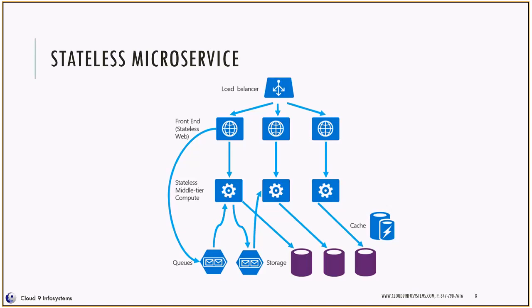Now, since there is no state maintained inside the service, a request can be routed to any instance of the service. Typical use cases of a stateless application are, say, a web interface for end users, an API gateway to other services, and so on and so forth. Now, it's important to note that a Service Fabric application will typically have a combination of stateless and stateful services.